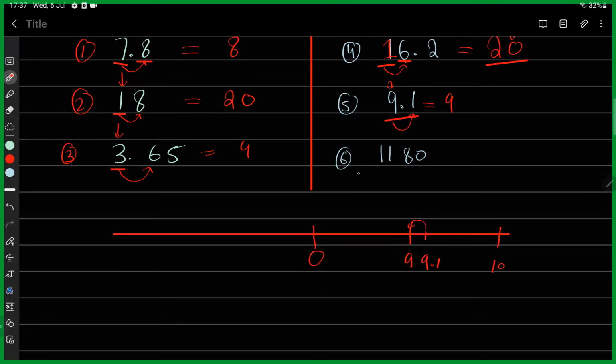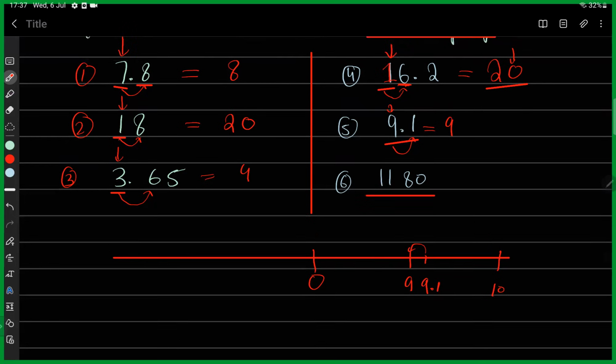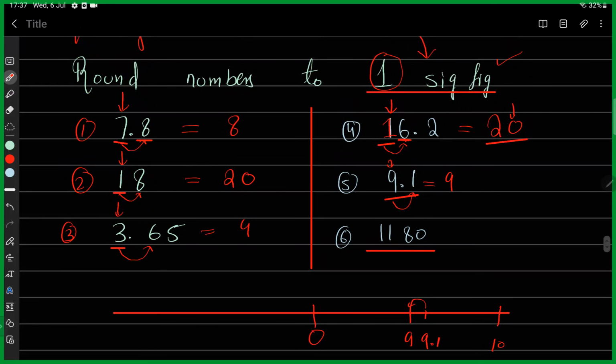What about the sixth one? Can anyone tell me what would be the answer? Again, the question is about rounding off the number to one significant figure. So forget about everything. Just focus on this number. It's 1. So it would either remain 1 or it would become 2. We need to look at the second number. The second number is less than 5. Since the second number is less than 5, my number would be 1000.